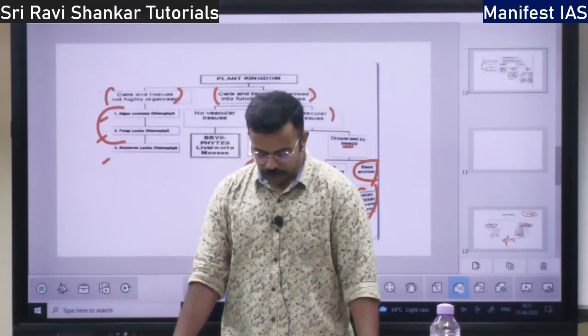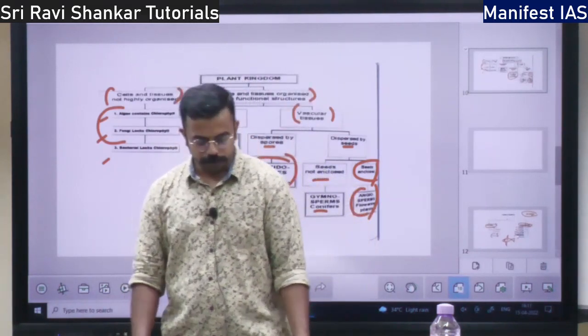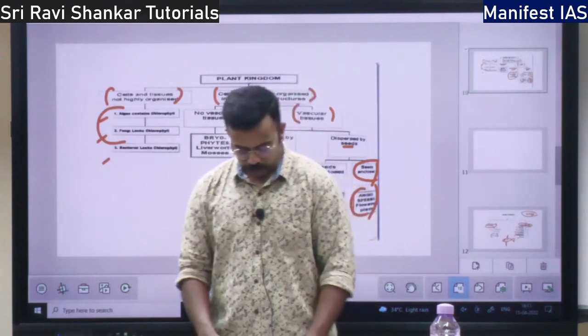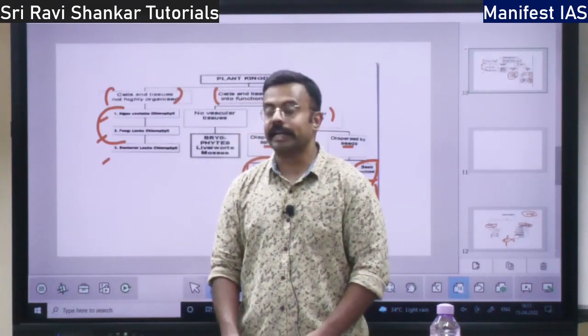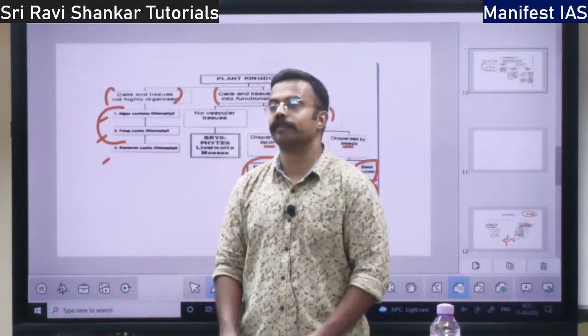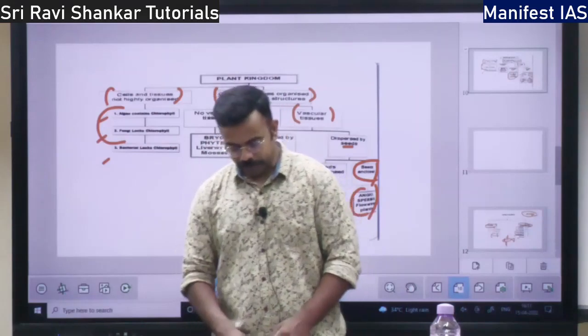Then in the peninsular region, you are going to find deciduous trees. Deciduous trees, you will find sal, teak, all those things, right? In the tropical rainforest of the Western Ghats, you will find some special vegetation called Shola forest. What is a Shola forest?